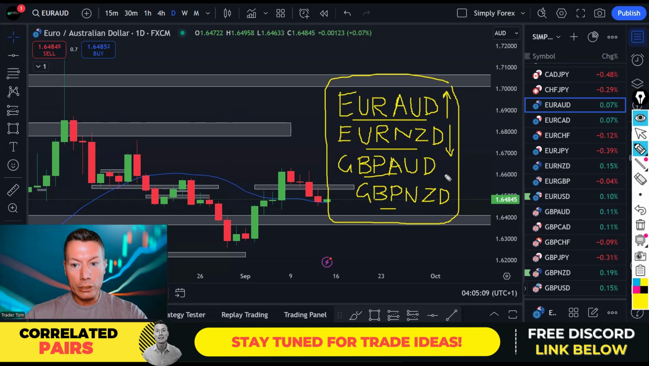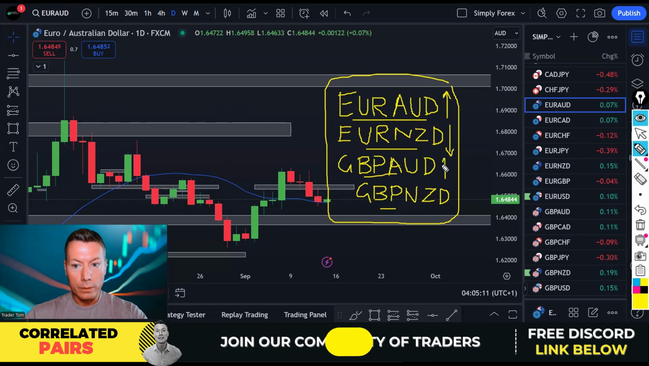And then Pound Aussie dollar, again, I want to buy Pound Aussie dollar, but I want to sell Pound New Zealand dollar. Again, contradictory, breaking correlations, confusing. What the hell are you talking about, Tom? So we're going to look at these now in more detail and exactly how I'm going to trade each one, because all four of these are trade ideas.